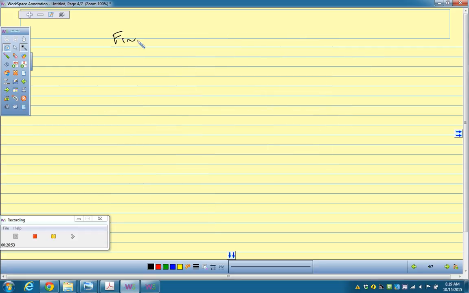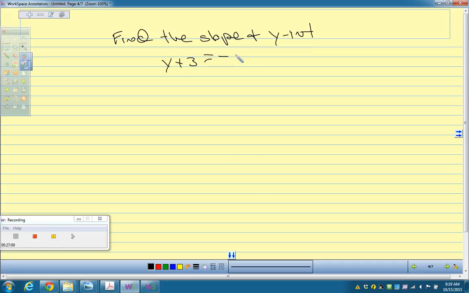Find the slope and y-intercept for y plus 3 equals -2. Not the y-intercept, I'm sorry. Find the slope and the point. Go ahead, write it on your whiteboard. Take a second.